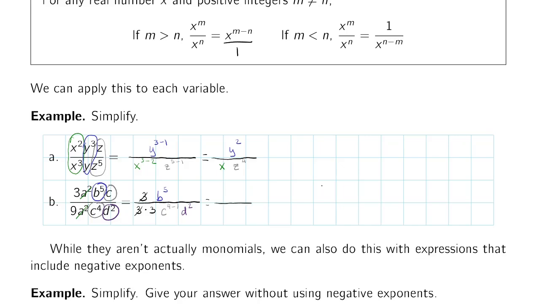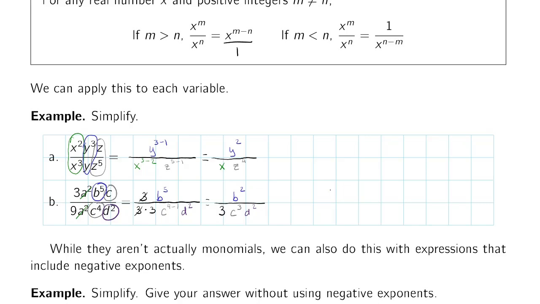So what does that leave me with? I'll have just b to the fifth by itself for my numerator. In my denominator, I'll have a 3. I'll have c to the power 4 minus 1 is 3. And then I'll have that d squared. And that's it.